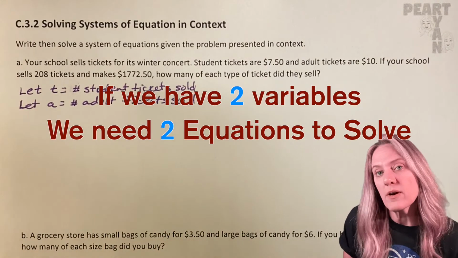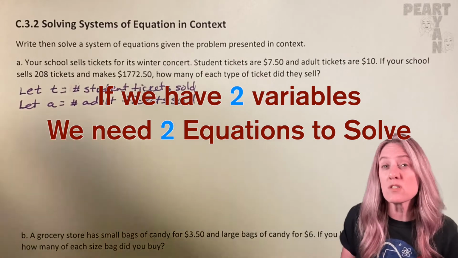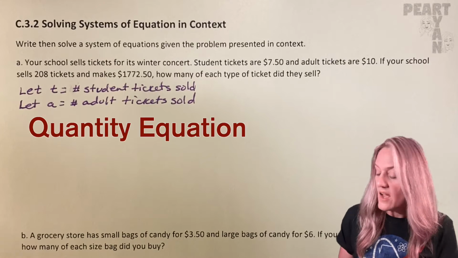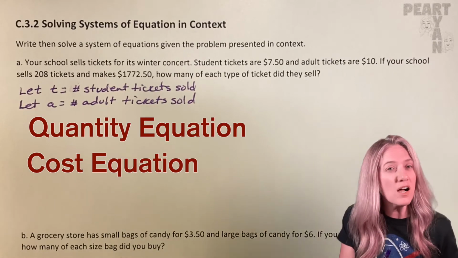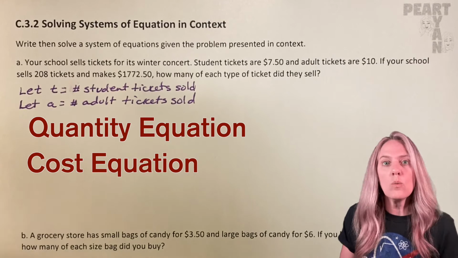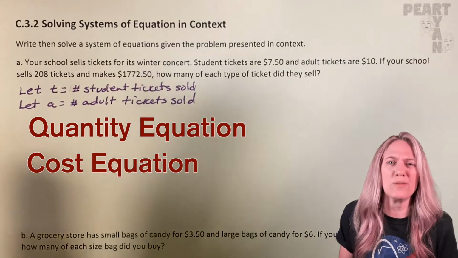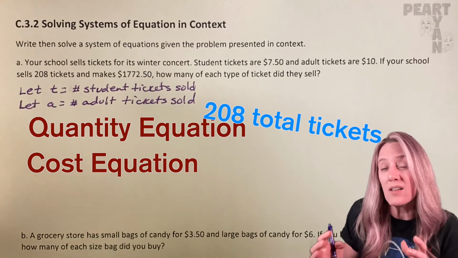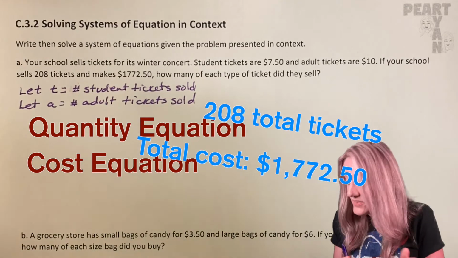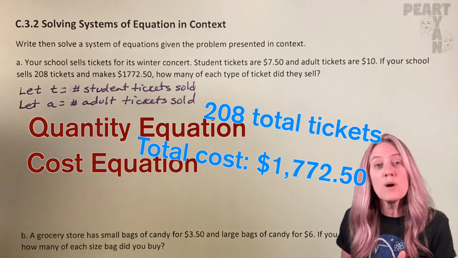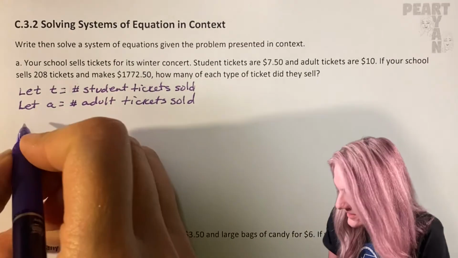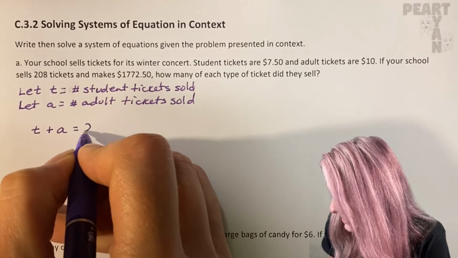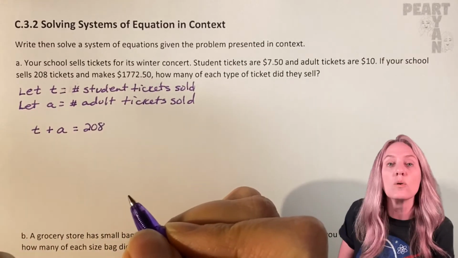So if we have two variables, we need two equations in order to solve. In this situation, it's very common that we end up with a quantity equation and a cost equation. What do I mean by that? Well, 208 total tickets were sold. That's the quantity. And then the other piece is, what was the total cost? $1,772.50. So let's do our quantity equation to start with. Number of student tickets plus number of adult tickets equals 208 total tickets sold.